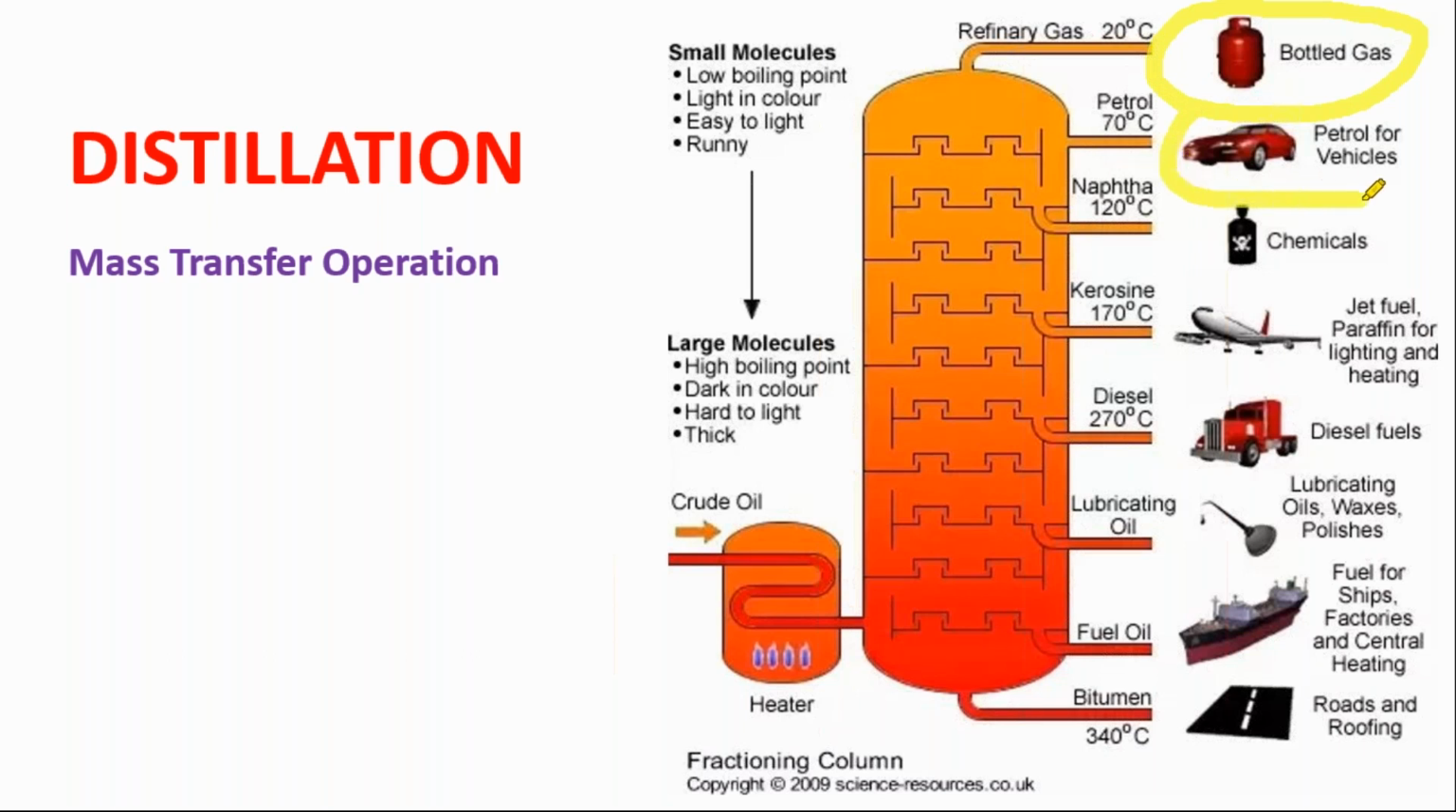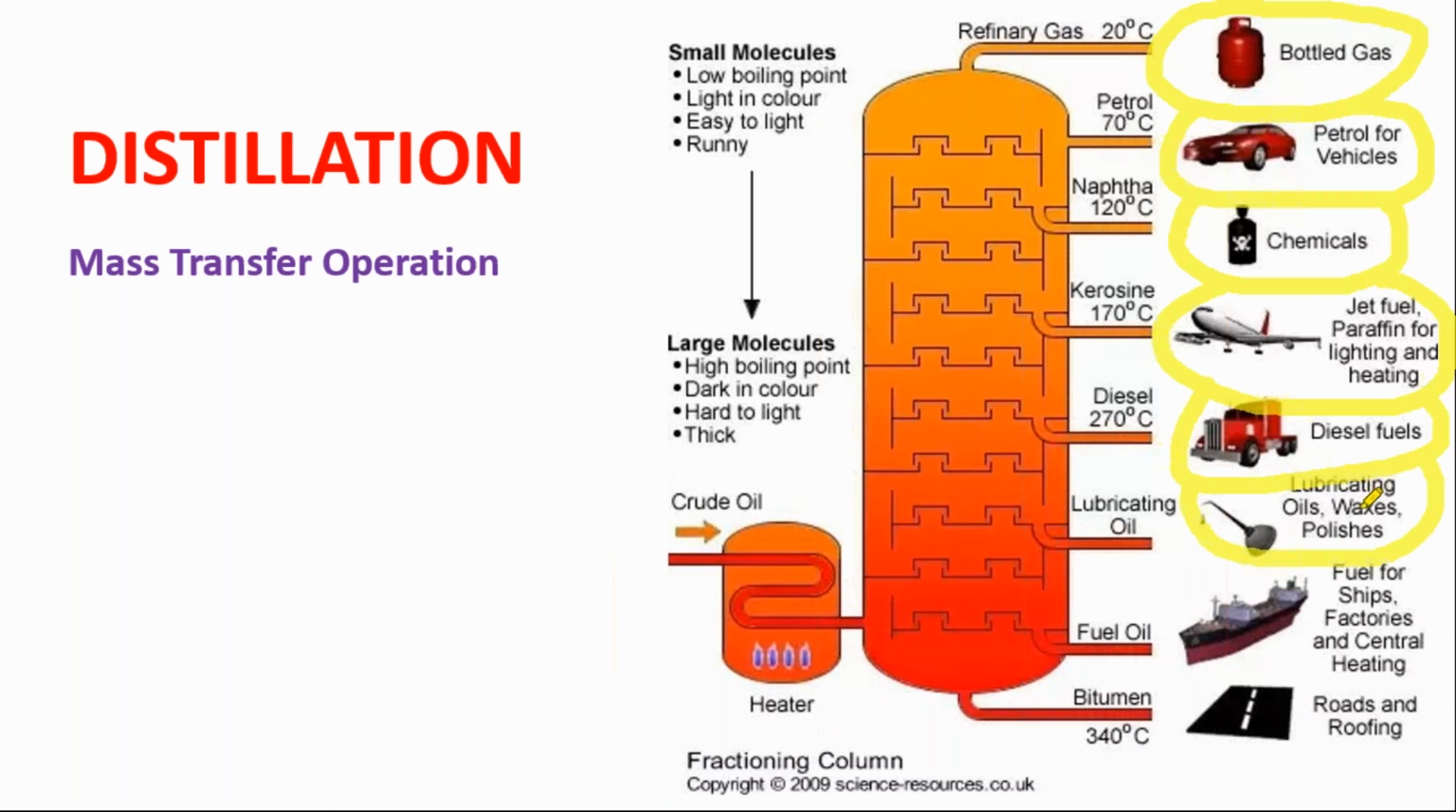Then we are also using petrol for vehicles. Then some chemicals, that may be a solvent, that may be alcohol-based products, etc. Then jet fuel, paraffin for lighting and heating for jet aeroplanes. Then diesel fuels for the vehicles which are based on diesel engines, the lubricating oils, waxes, polish, etc.